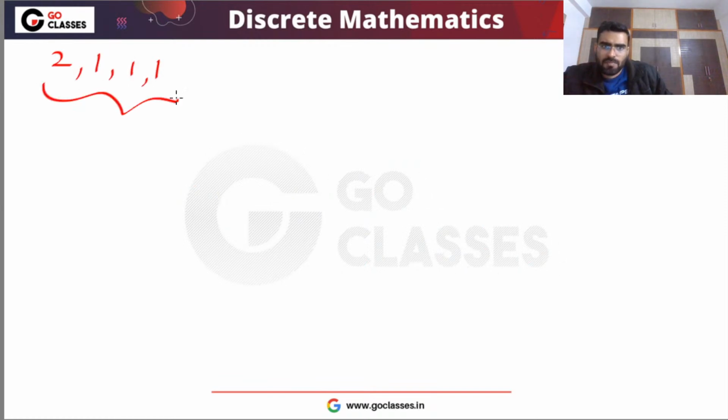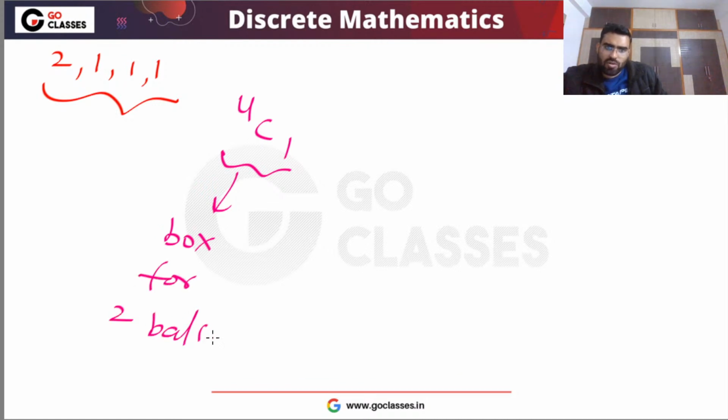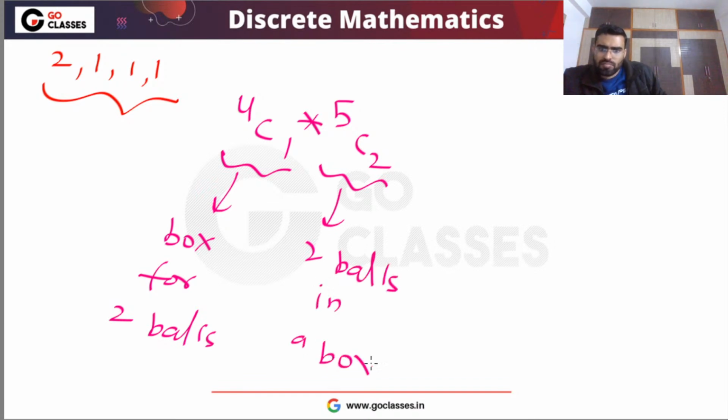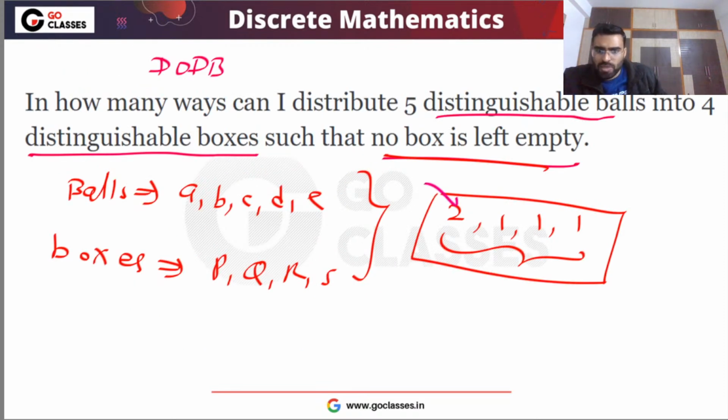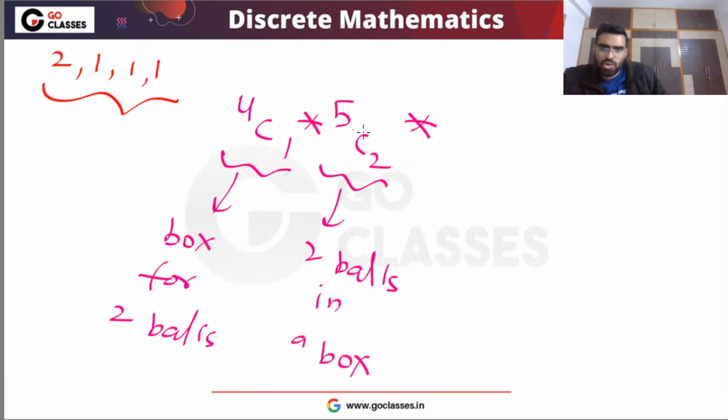2, 1, 1, 1. Now what do you do? From the four boxes you select one box. This is the box for two balls. In this box you put two balls. So from five balls, you select two balls and you put them here. Yes or no? So basically, first you are selecting a box in which these two balls you must put. So you are selecting a box, and in this box you are putting two balls.